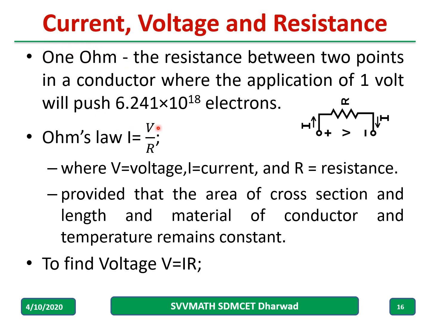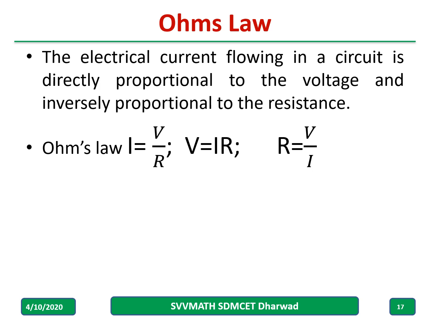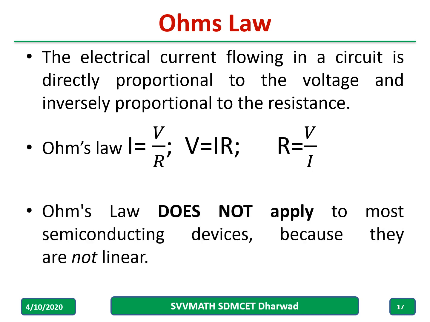Ohm's law: I = V / R. V is voltage, I is current, R is resistance, provided the cross-sectional area, the length, the material of the conductor and the temperature remain constant. To find the voltage, we usually multiply I into R. Ohm's law does not apply to most semiconducting devices. This is very important: because they are not linear, we cannot apply Ohm's law. We can pause the video, we can rewind, and try to understand the basics.